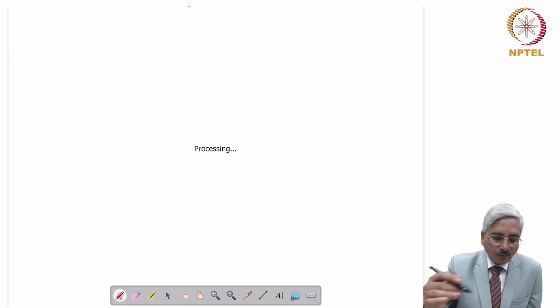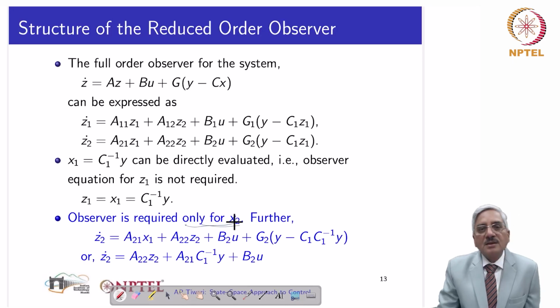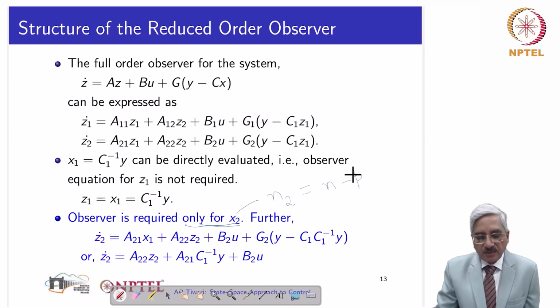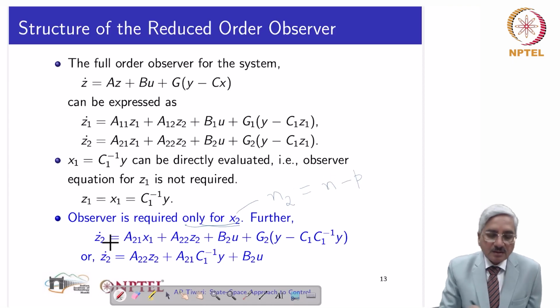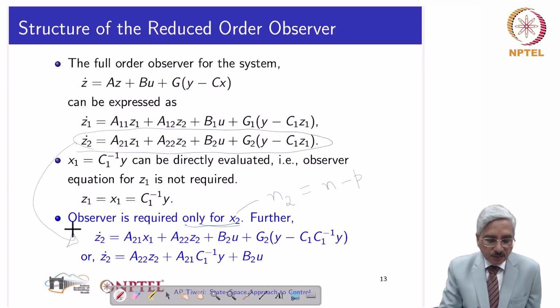We need only to design an observer for the state z2, which is of order n2, that is, of n minus p dimension. So we concentrate on that equation for z2. This becomes z2 dot is A21 z1, and this z1 is now x1, so A21 x1 plus A22 z2 as it is, plus B2 u as it is, plus G2 into (y minus C1 z1).